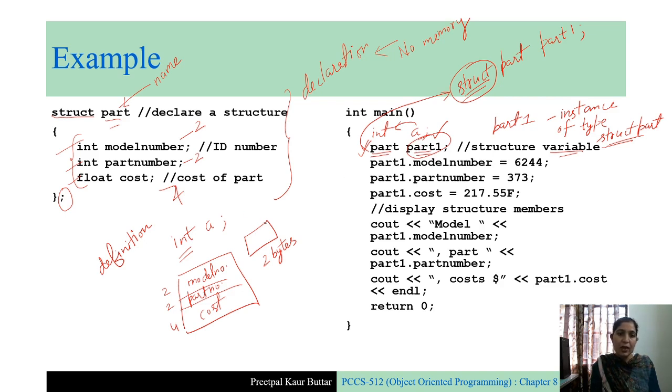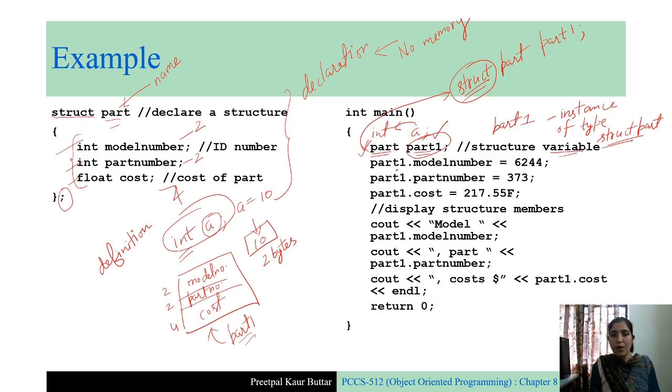Just like when we create an integer, we can access that integer using the integer name. Here we can access this memory using a. If we write a equal to 10 in our program, then the value stored at this memory location will be equal to 10. Similarly, using the name part1, we can access this block of memory, right? So how do we access each data member using this variable name?